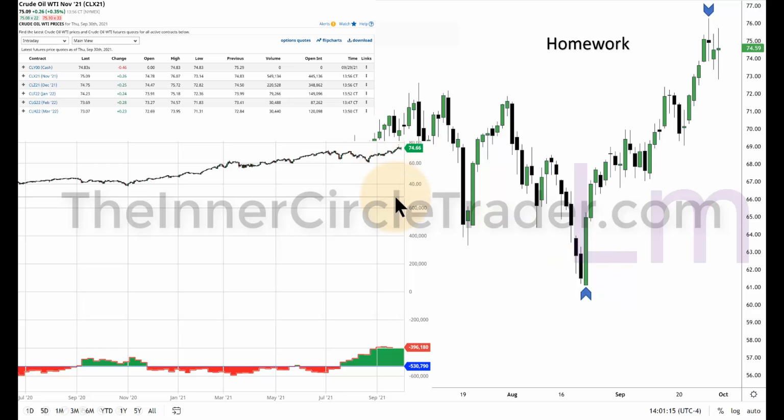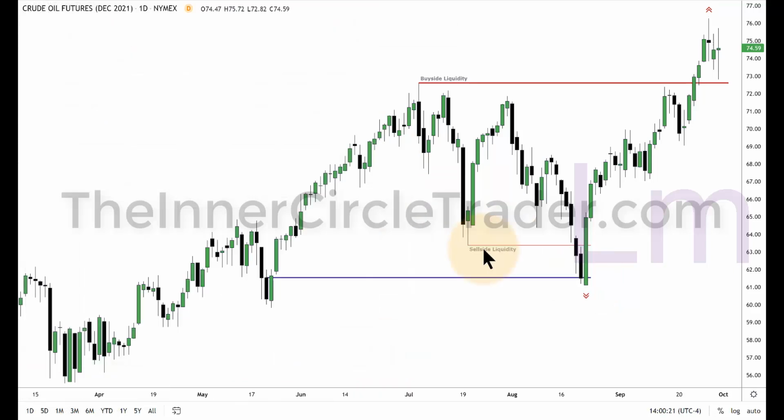Okay, so with those things in mind, heavy net long position in a commercial bull market, sell side liquidity is taken. We return back to a bullish order block, closing in a volume imbalance as well. And we have buy side liquidity here. So the market drops down, takes out sell side liquidity. Why does it want to do that?